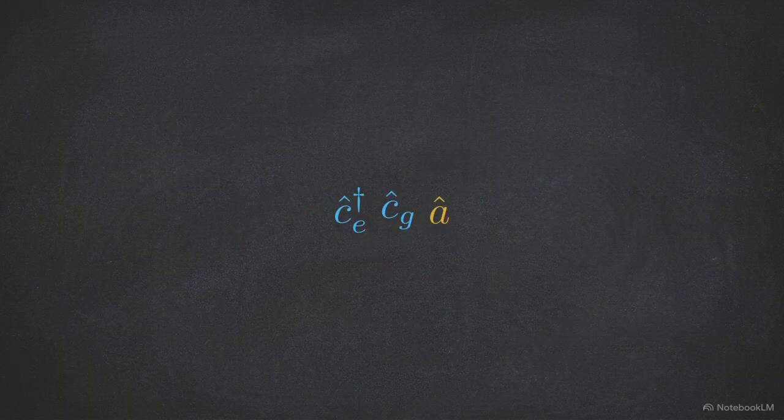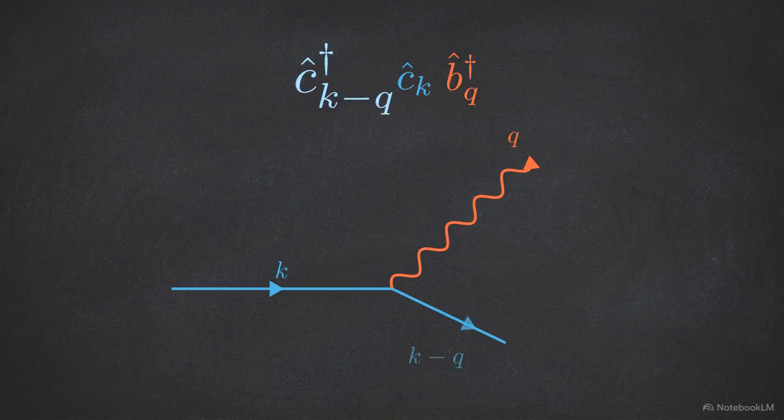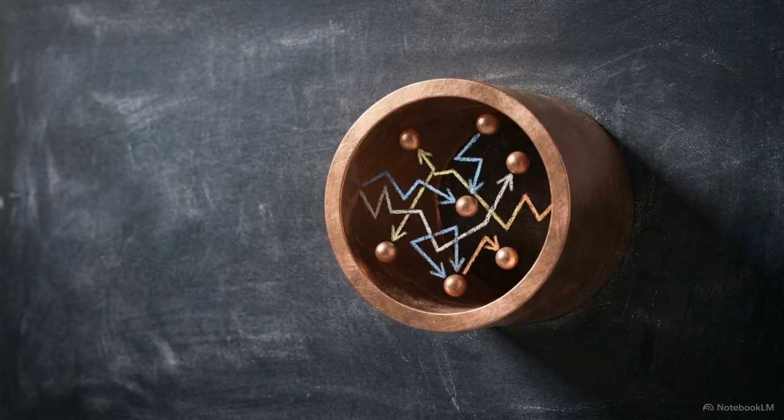Moving from light to solid-state physics, we swap the photon operator for a phonon. This yields the electron-phonon interaction term, c†_{k-q} c_k b†_q. Here, an electron wave emits a phonon, diverting its original momentum onto a new path. This microscopic deflection is the physical source of electrical resistance in copper wires and semiconductors.